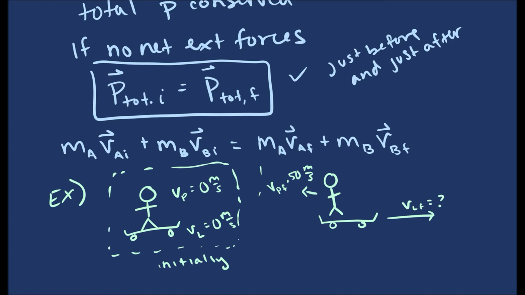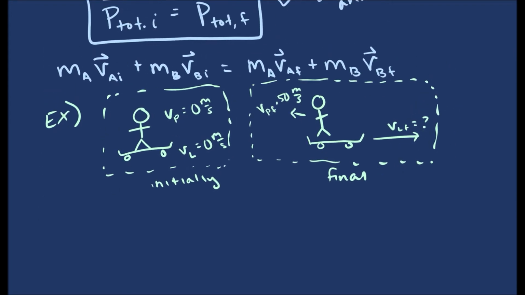Okay, but let's say we know the mass. So this is our final right after our, well, we're calling them collisions. This is kind of like an interaction between the two objects, but we can qualify this as a collision. So here's our final condition, just after this person jumps off. Let's say we know the mass of the person equals 60 kilograms, and the mass of the longboard is 3.0 kilograms.